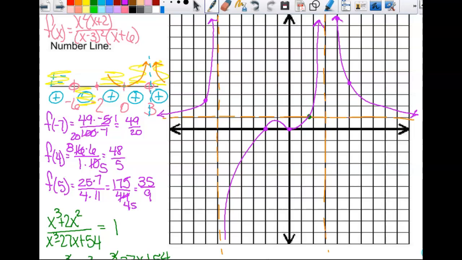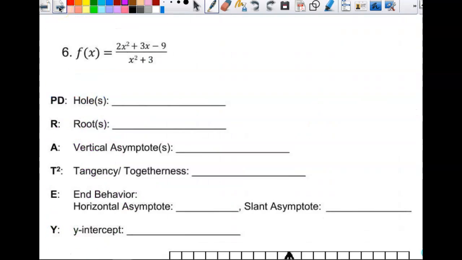What questions do you have? Anything? Is this getting easier and easier, making more sense? Hopefully.